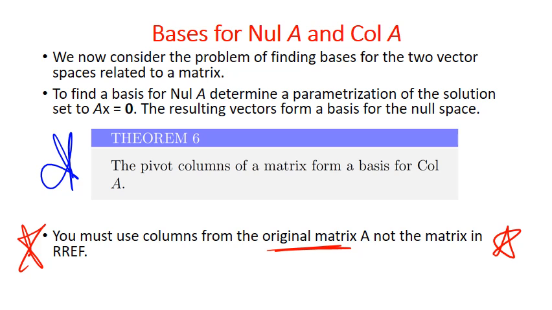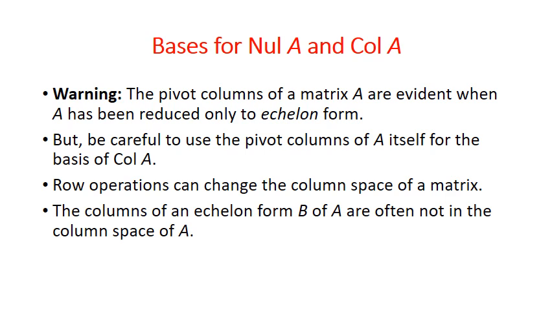That is something that is important and will come up in your homework, so just be cautious of that. Here is a warning. The pivot columns of matrix A are evident when A has been reduced to echelon form. Be careful to use the pivot columns of A itself, which is what I just talked about. Row operations can change the column space of a matrix, so be very careful there. This concludes the lesson for section 4.2.